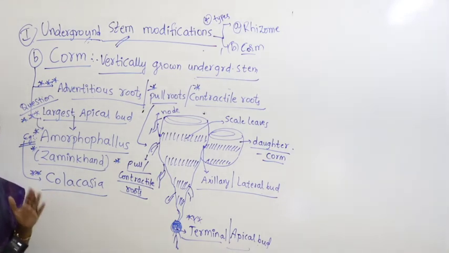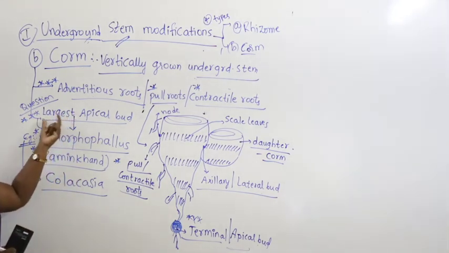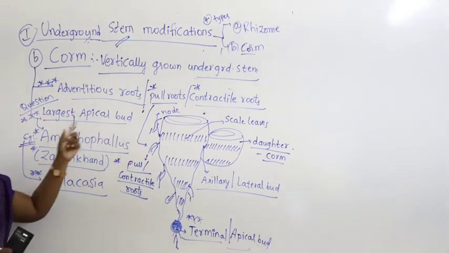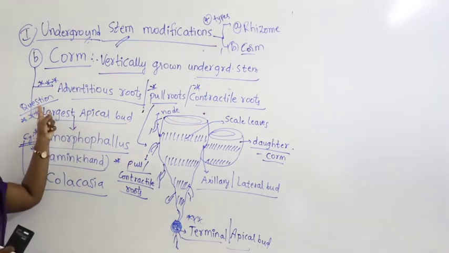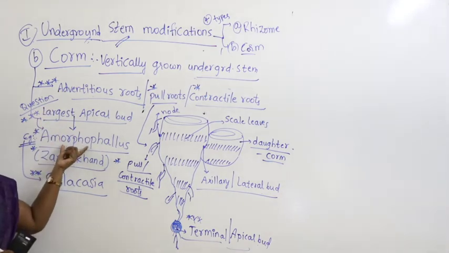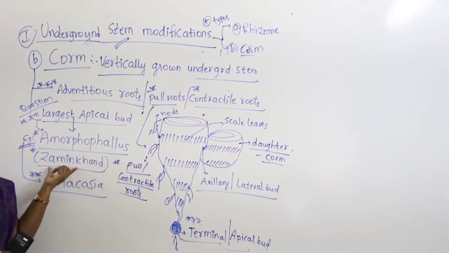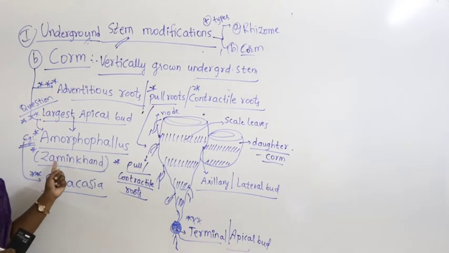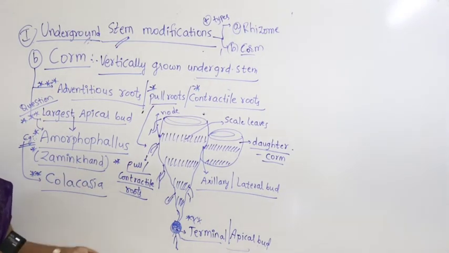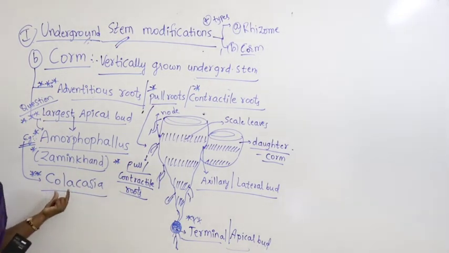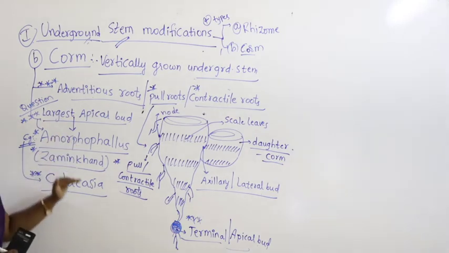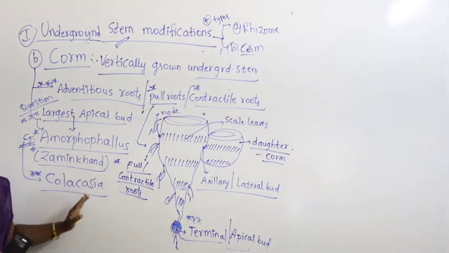Very, very important. I repeat the question again. Where do you find the largest apical bud? Very important question. Remember and note down. Thoroughly remember: the first option is Amorphophallus. If it is the common name, what is the common name? That is Zamin Khan. Even if that was not there, look for the option Colocasia. Amorphophallus and Colocasia, both are examples for corm.